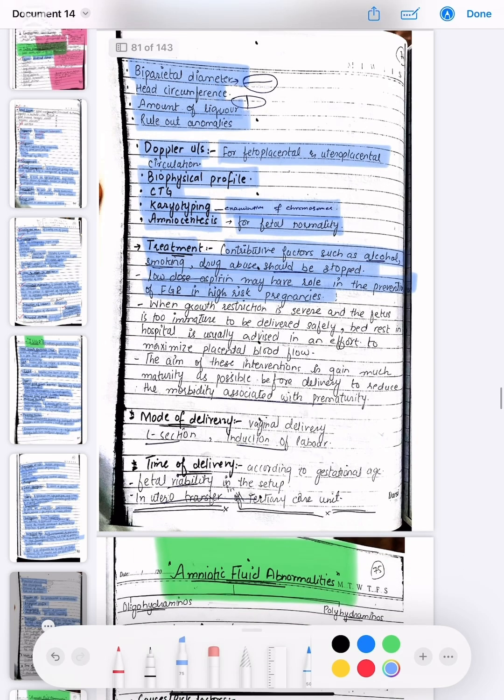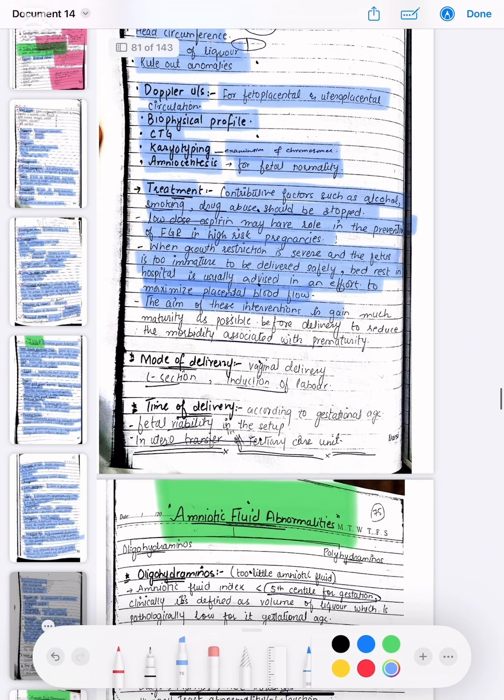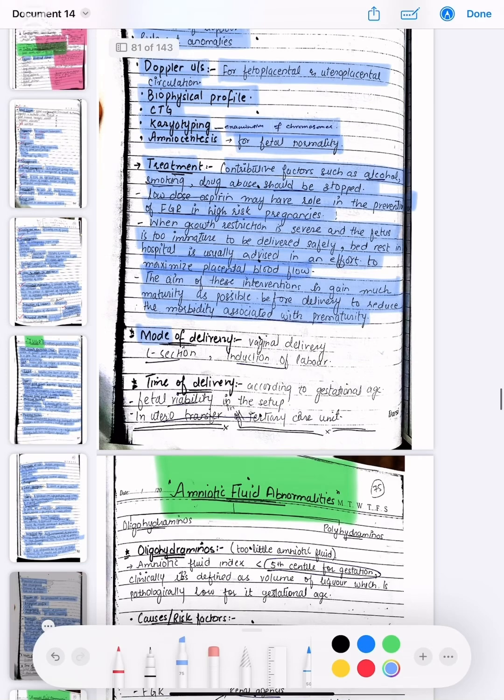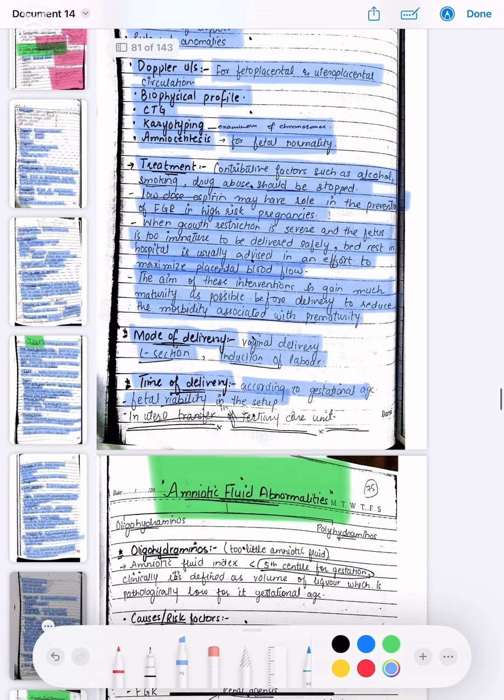When growth restriction is severe and the fetus is too immature to be delivered safely, bed rest in hospital is usually advised in an effort to maximize placental blood flow. The aim of these interventions is to gain as much maturity as possible before delivery to reduce the morbidity associated with prematurity. The mode of delivery is vaginal delivery, C-section, and induction of labor, and the time of delivery is according to the gestational age, fetal viability in the setup, and in utero transfer to a tertiary care unit.